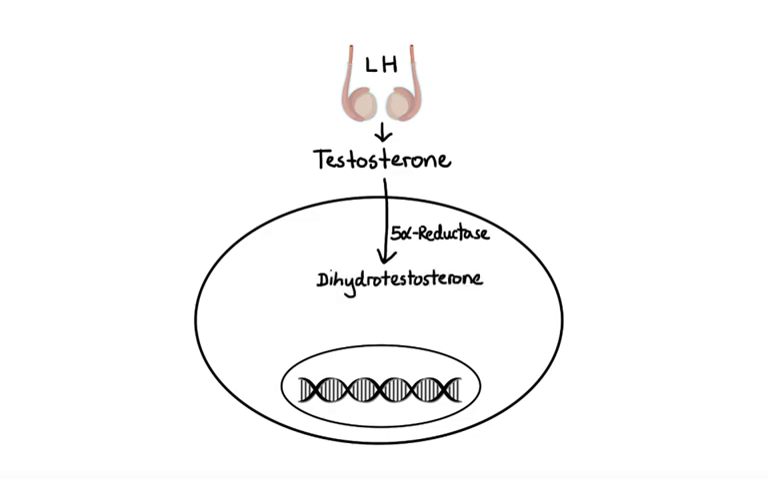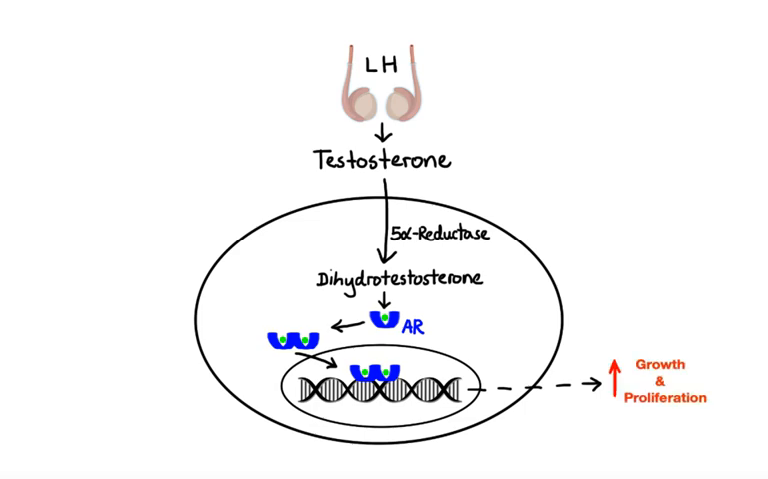and then bind to the androgen receptor, abbreviated here as AR. This hormone receptor complex then dimerizes with another hormone-bound receptor and translocates into the nucleus, where it binds to specific DNA sequences, thus triggering expression of genes involved in cell growth and proliferation.